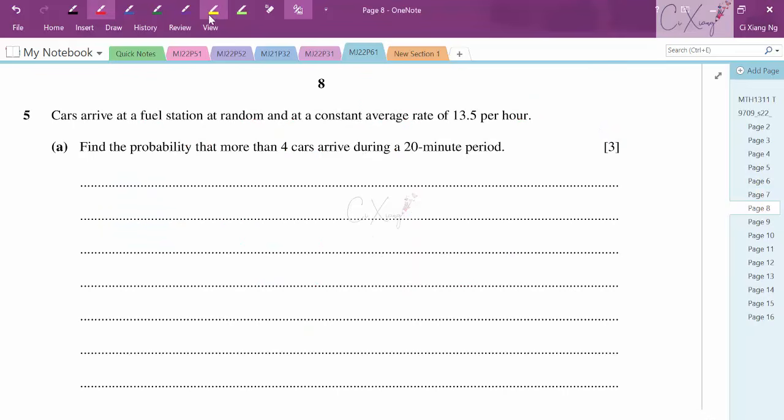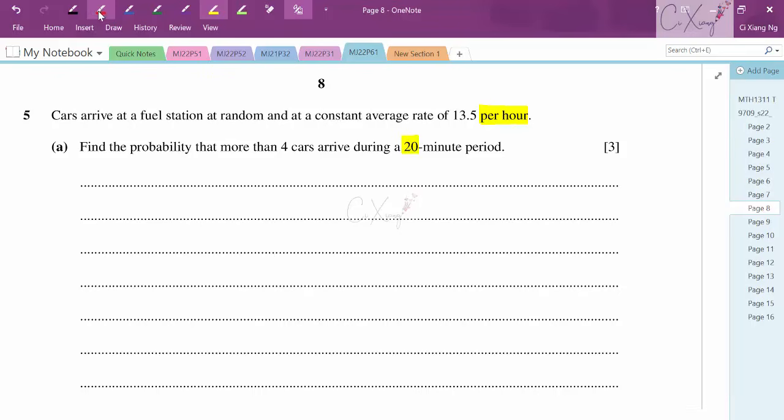Okay, so we are now at question number 5. The cars arrive at a fuel station at random and at a constant average rate of 13.5 per hour. So to me, this keyword per hour is actually a time interval given, and it tells us that this question belongs to Poisson distribution. All right. Okay, so first they want us to find the probability that more than 4 cars arrive during a 20-minute period.